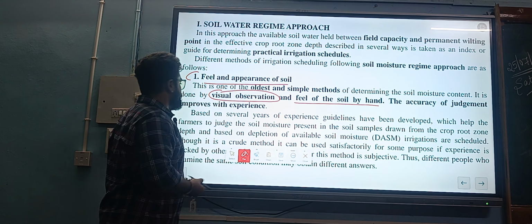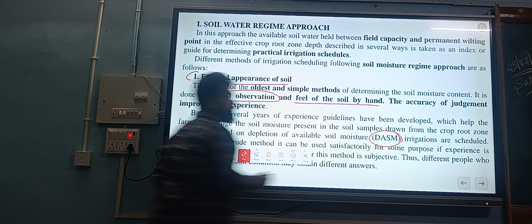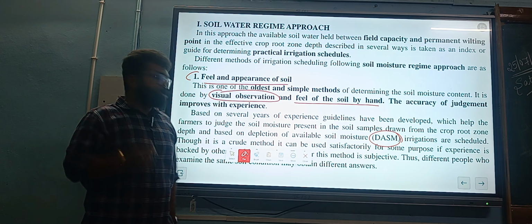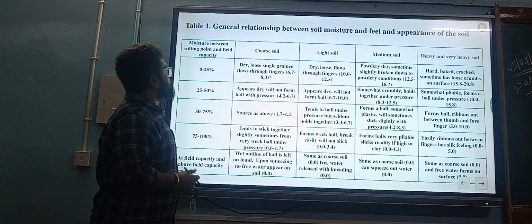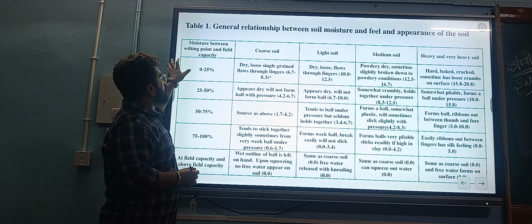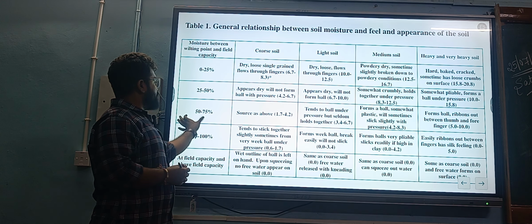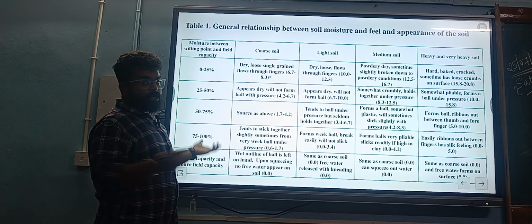The next approach is depletion of available soil moisture. How much percentage of moisture has been depleted from the soil? That gives you a real-time understanding of when to irrigate. Going back to the feel and appearance approach: if the moisture content is between 0 to 25%, 25 to 50%, 50 to 75%, or 75 to 100%, and at field capacity we need not irrigate.